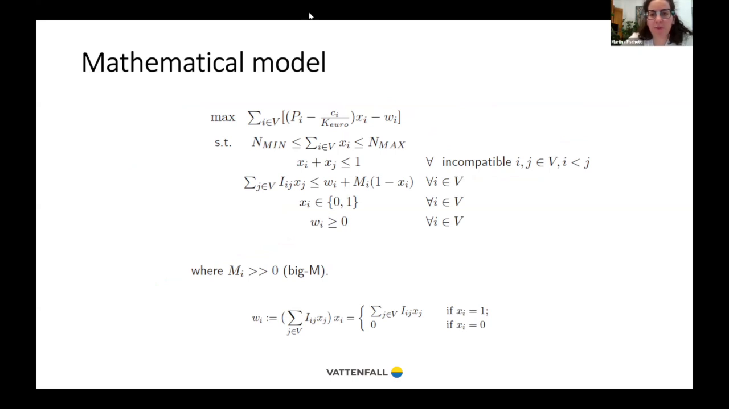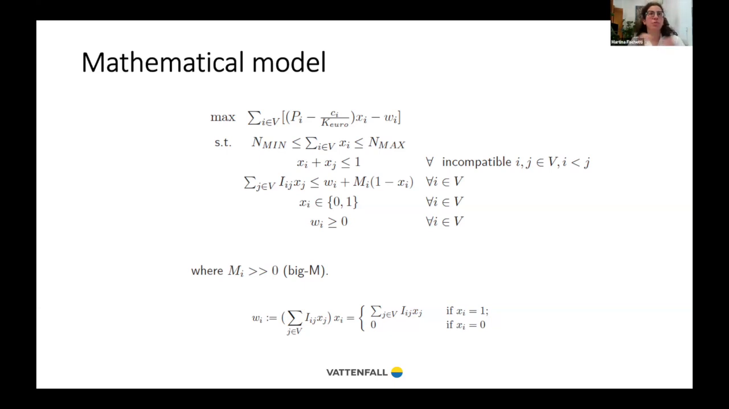So here I will go a little bit fast maybe, but the idea is that in our objective function, we want to maximize P_i, that is the power production, including the interference that is here represented by W_i, and considering also the cost of foundations. The constraints that we have are: the first one relates to the number of turbines that we can place in the site. The third one basically encodes how to compute the interference, or how to include it in the model. And the second one is an incompatibility constraint.